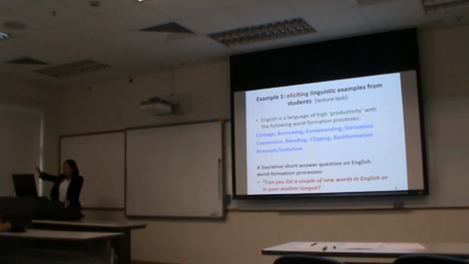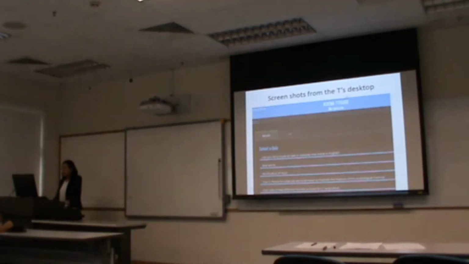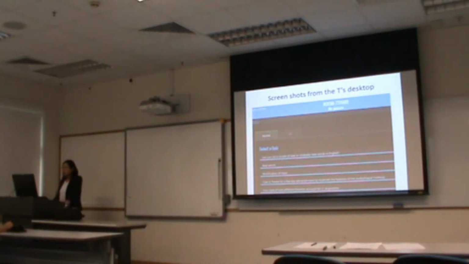So I posted a simple question. I asked students to contribute some new words in English or in Cantonese or in Mandarin, okay? Some new words they know. So you see, my room number is always fixed. The room number is shown each time you open this system. So for example, you can choose the quiz. So can you list a couple of new or relatively new words in English or in Cantonese, okay?